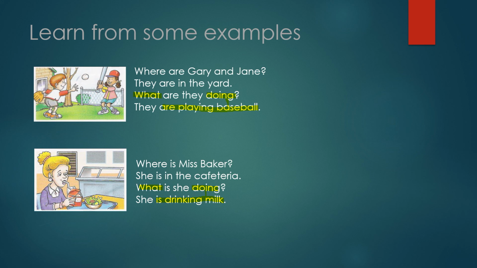So now you know how to use what to ask for an unknown action and an unknown thing. Now in the next episode, we're going to talk about how to use where to ask for places and using it with the present continuous tense.